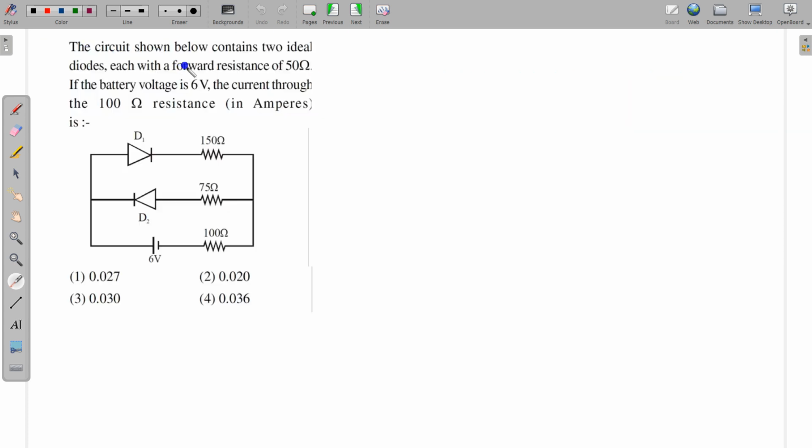The circuit shown below contains two ideal diodes. So it has mentioned it is an ideal diode, each with a forward resistance of 50 ohm. If the battery forward biasing resistance of 50 ohm is given, we will take this resistance to solve the problem. If the battery voltage is 6 volt, the current through the 100 ohm resistance will be, so this is the resistance connected with the battery.